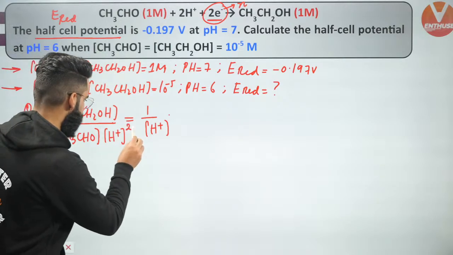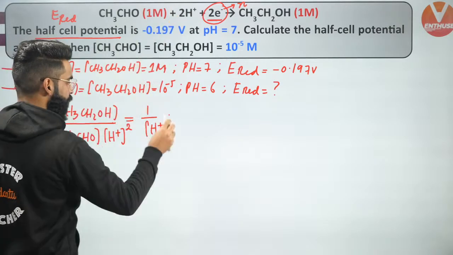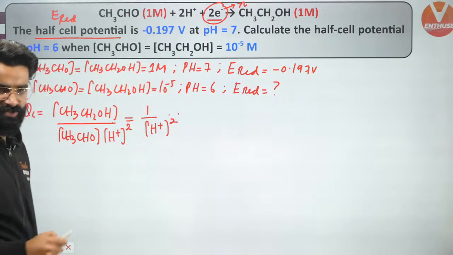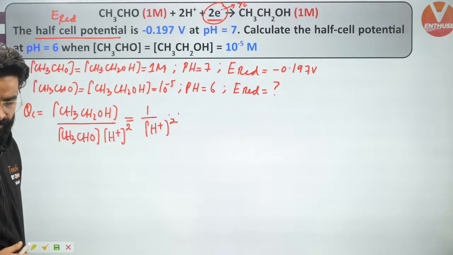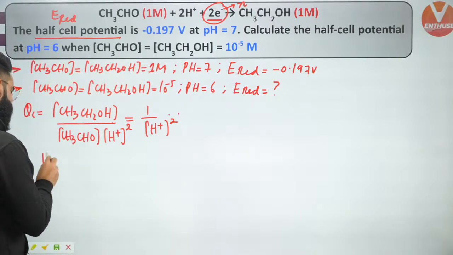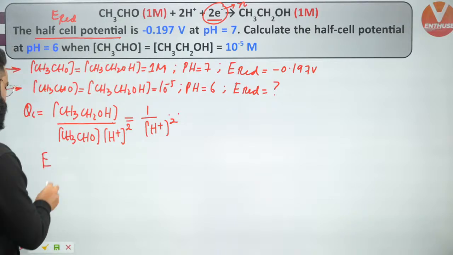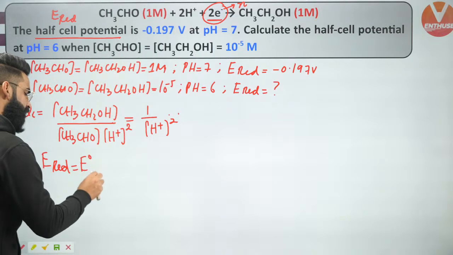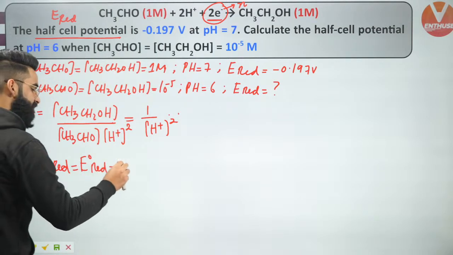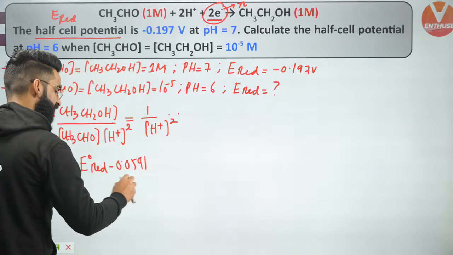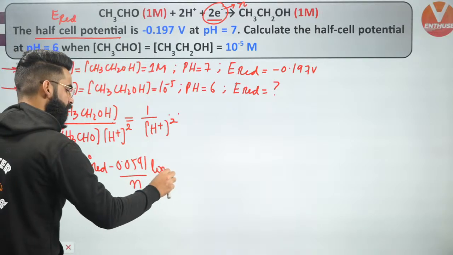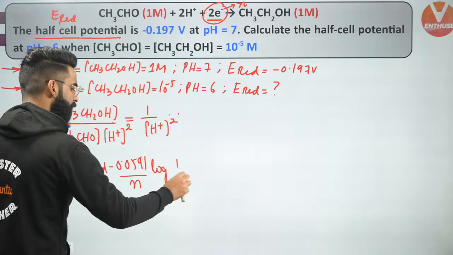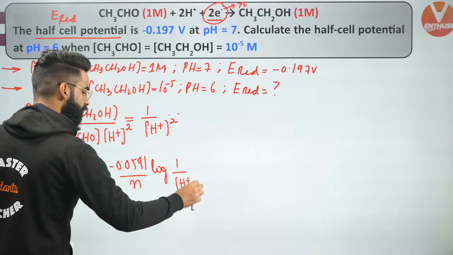See, this is H positive concentration squared, because right here it is 2. Right? Now guys, what will be the Nernst equation? It's going to be simply the reduction potential of the electrode equal to standard reduction potential minus 0.0591 divided by N, times log of QC. QC value is given to me as 1 divided by concentration of H positive squared.